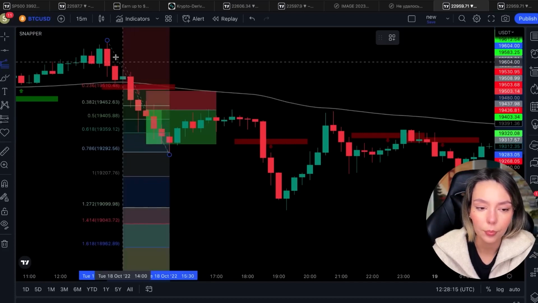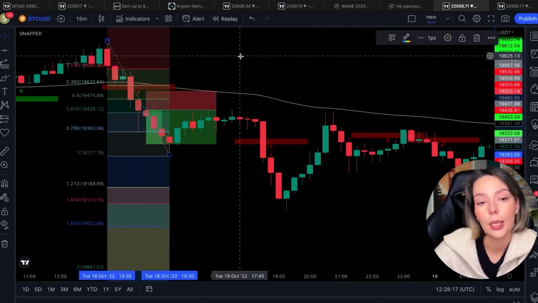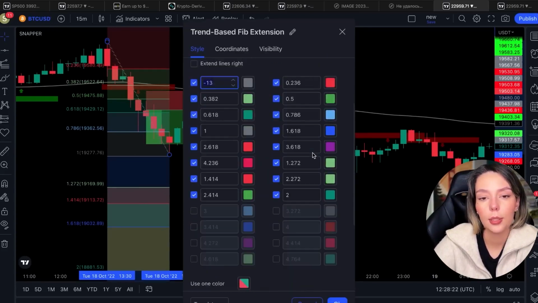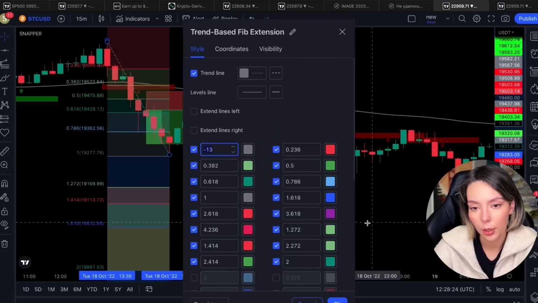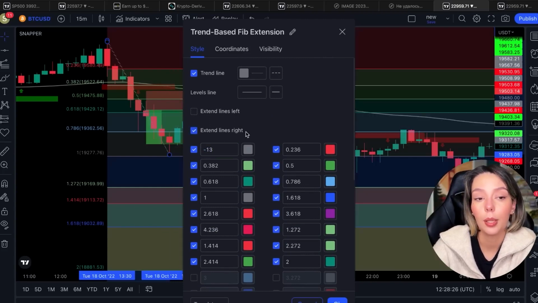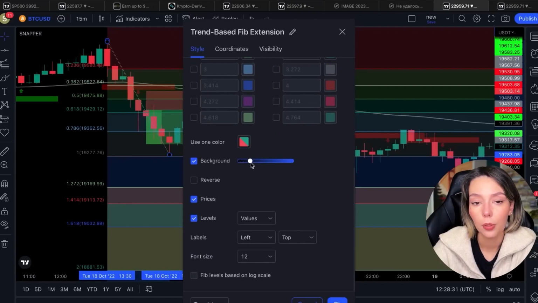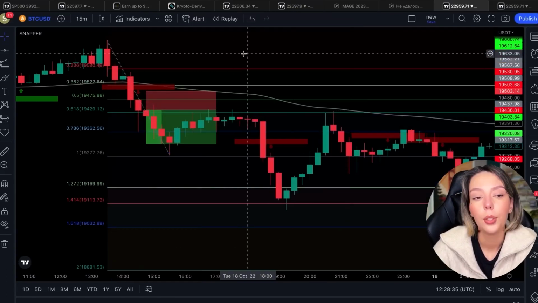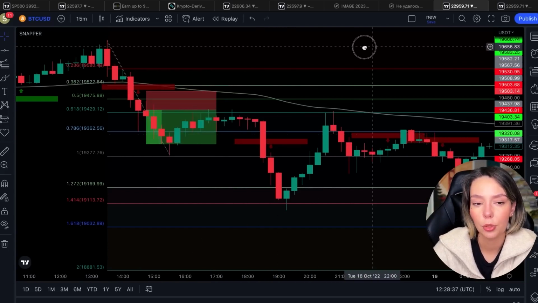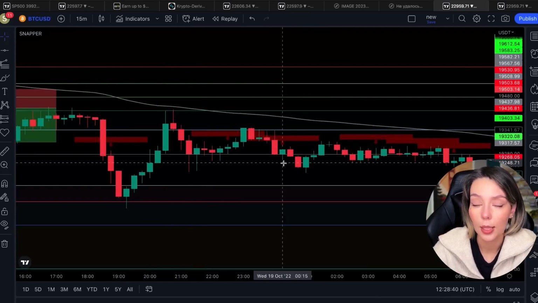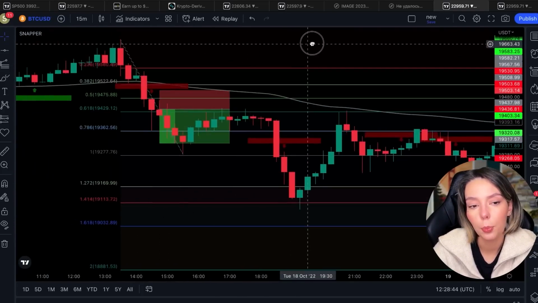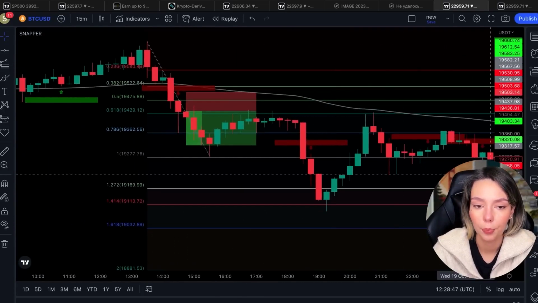Okay. Now go to the settings of this tool and check these additional boxes. Also click this item, it will extend the lines to the right side. To verify the credibility of the FIB retracement tool, you can check if the price action reacts to the line, just like this. This means it's being respected and you plotted your FIB correctly.